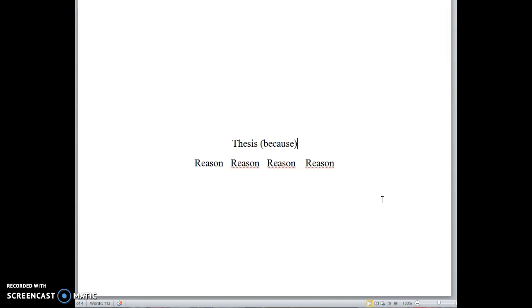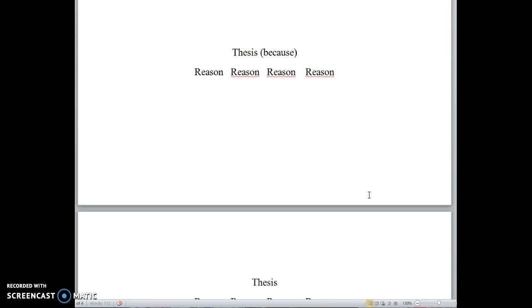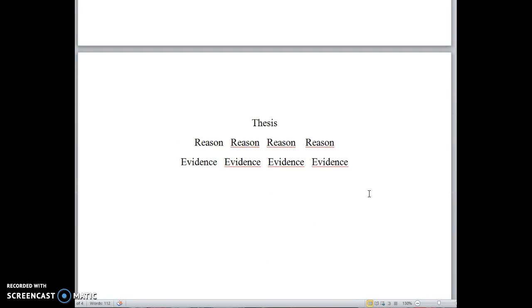But that in and of itself is not enough. Okay, the thesis, being supported by the reasons, needs something else to complete the structure, and that is evidence. Evidence from research. We've already done research and talked about using it. We're going to continue to use it in this unit.